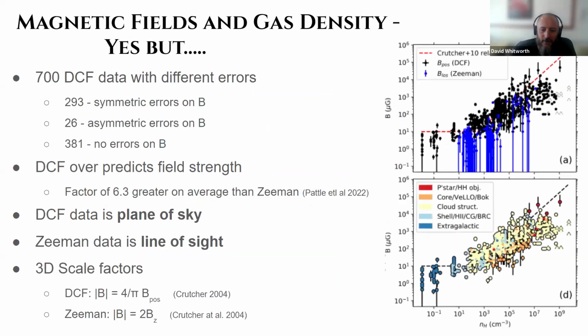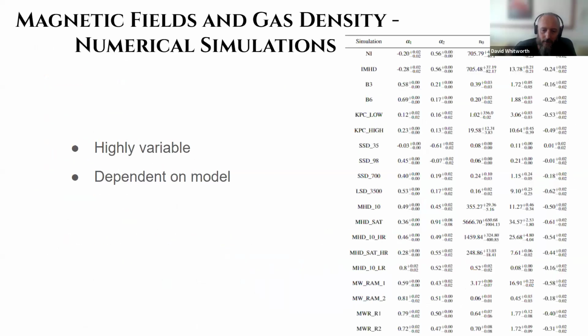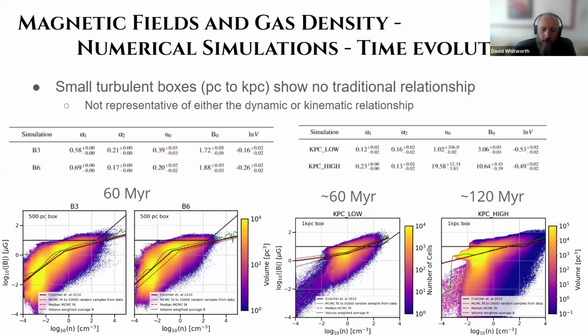So the thought is, within these turbulent boxes, it's not so much that it is galactic. It's more that it's a galactic-scale relationship.